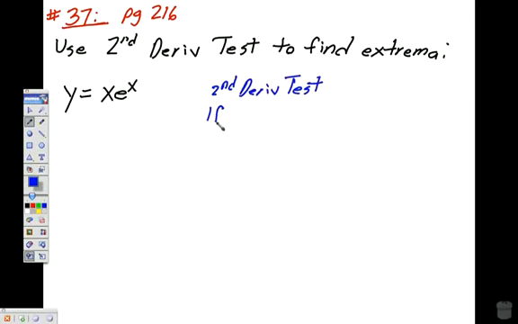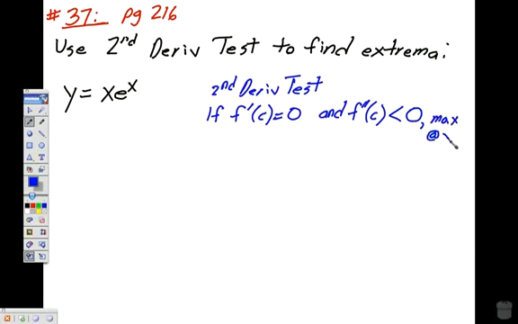The second derivative test says that if f prime at some value, we'll call it c, equals 0, and f double prime, the second derivative at that same value of x, is less than 0, so it's concave down, then we get a max at x equals c.